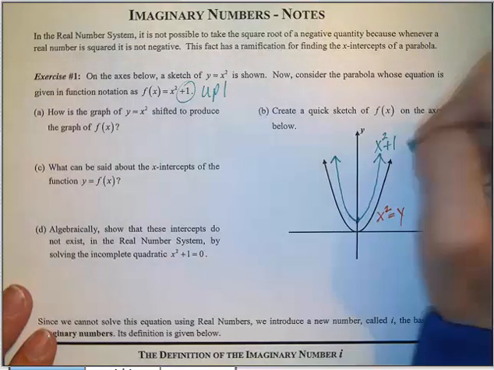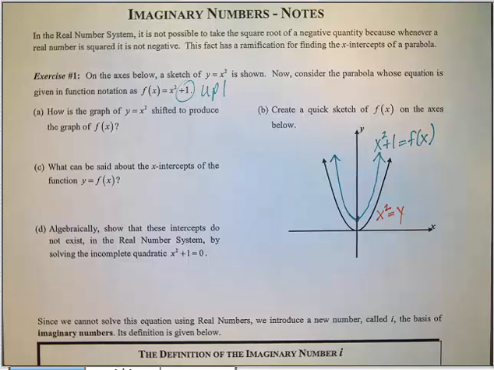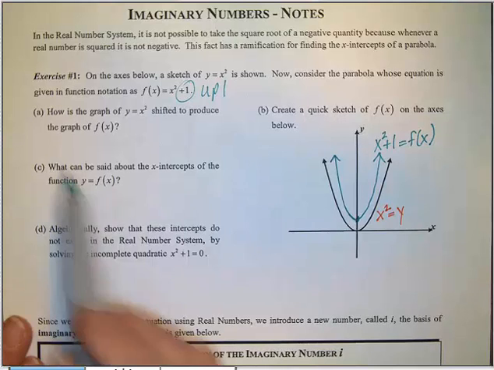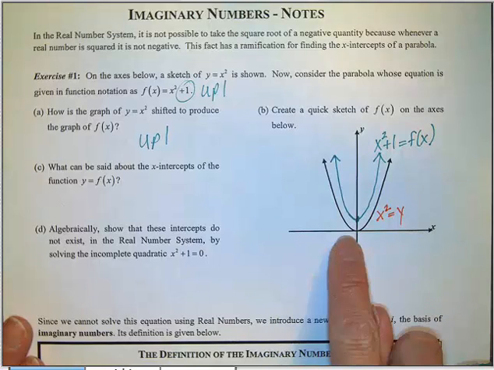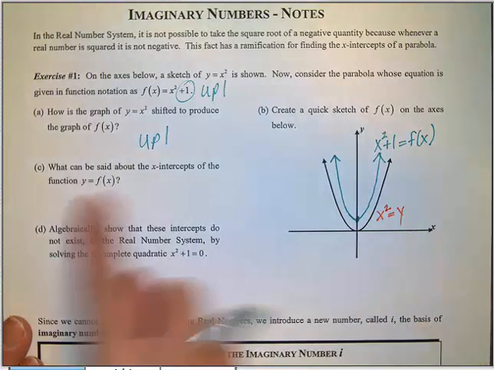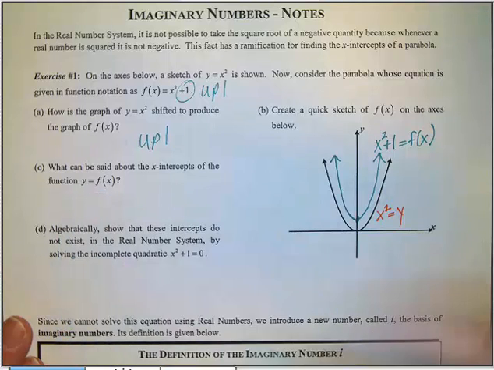So how is this graph shifted to produce the graph f of x? So we said up 1. We sketched it quickly. What can be said about the x-intercepts of y equals f of x? There are none.